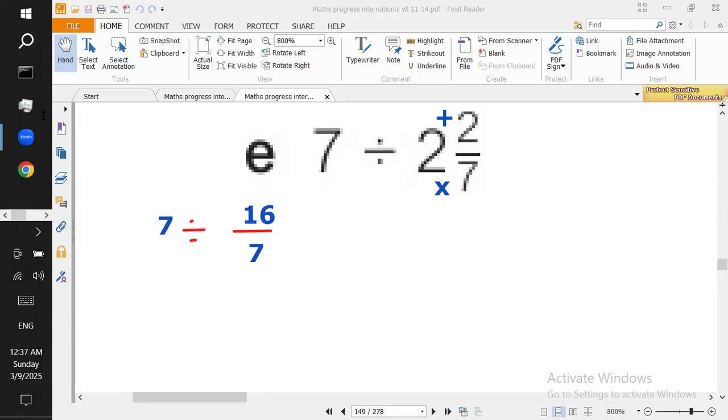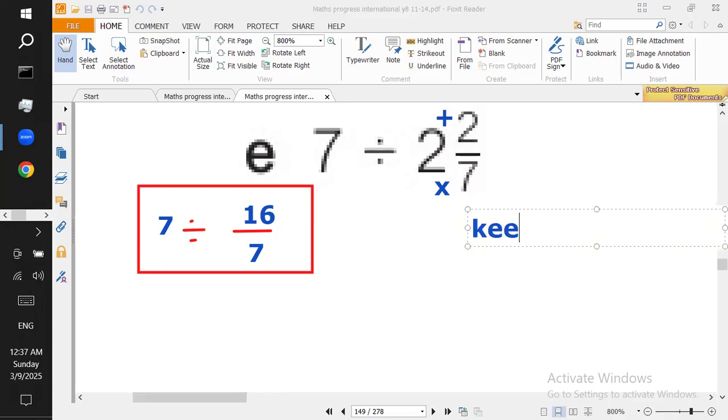Now, after turning this into an improper fraction, I can use the method of dividing fractions. If you divide fractions, you have to use a method called keep, change, flip. Keep, change, flip. Let's write it here. So keep, change, flip. How does that work?